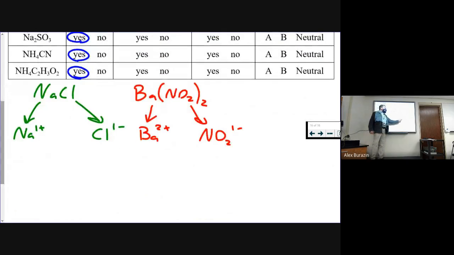Let's look at nitrite. What acid would nitrite have come from? You don't know the name of that probably, but all you have to do is put an H on the front of it. Okay, that's nitrous acid. Nitrous acid. Strong or weak?